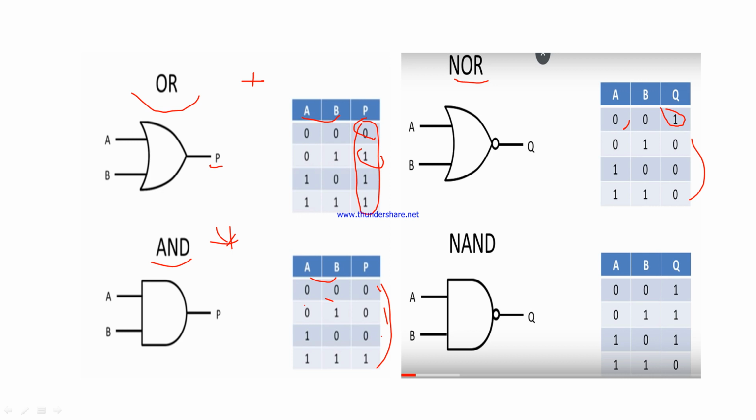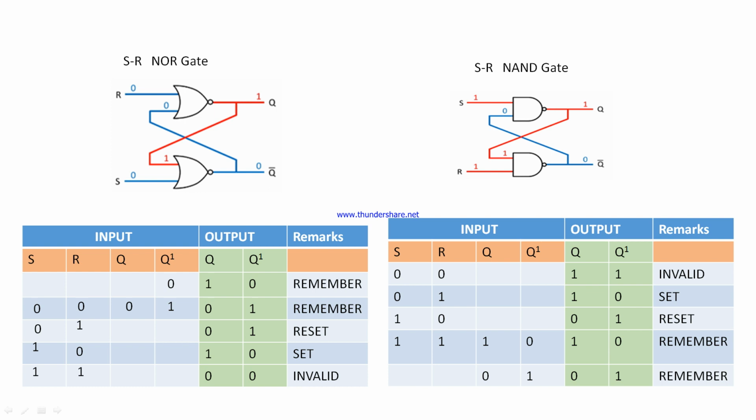Now taking the AND gate, we can construct the NAND gate. We inverse the output P. When we inverse it, we get 1110. So this basic NOR gate and NAND gate will be used to construct our SR flip-flop, SR latch. Now for the SR latch, we have two types of SR. We have the SR which is built with a NOR gate and the SR which is built with a NAND gate. So it's very easy to draw this.